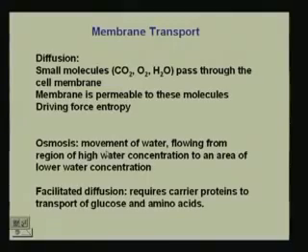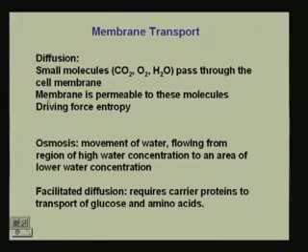Osmosis will allow the movement of water flowing from a region of high water concentration to a region of low water concentration, and I am sure all of you know what osmosis is. Facilitated diffusion is something that carrier proteins do. They help the diffusion of certain proteins or certain ions or glucose or amino acids, or whatever has to go through the membrane. It is a diffusion, but it is helped or facilitated by the presence of the carrier proteins.